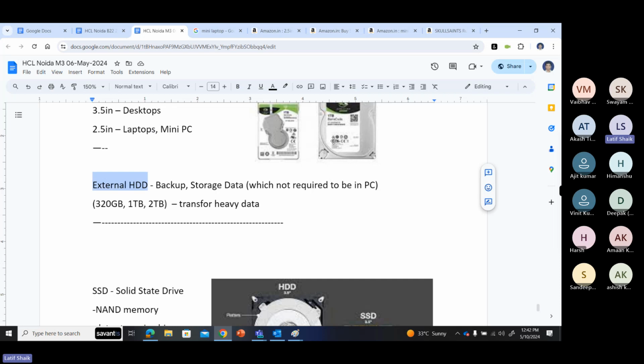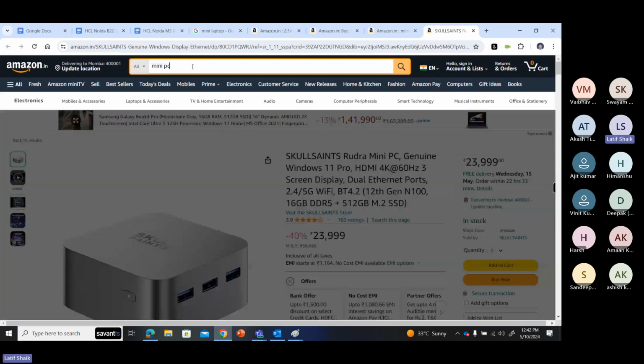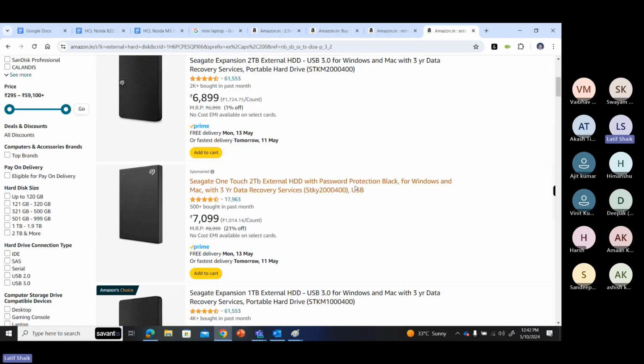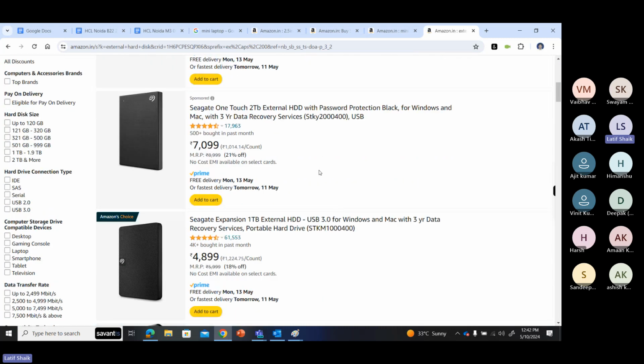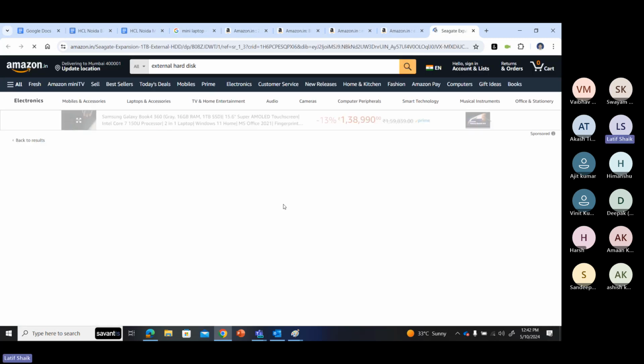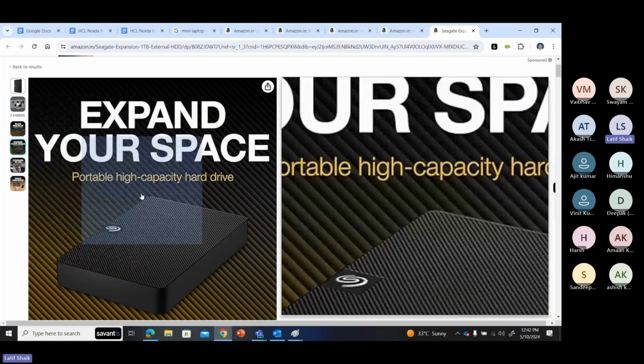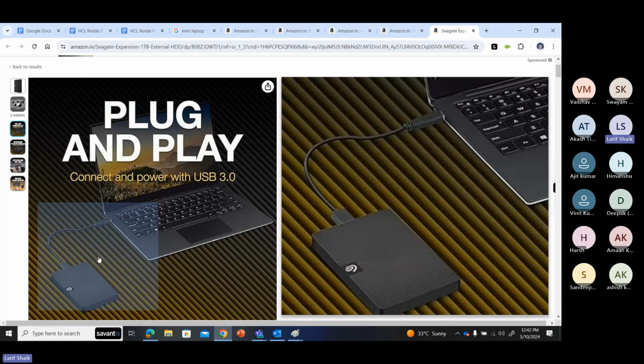What is an external hard disk? Okay, so these are the external hard disks. 1 terabyte, 2 terabyte external hard disks are also available. What is the purpose of these external hard disks? To store data externally. For example, I have a lot of data. I have downloaded a lot of operating system files, applications, and other documents. So the internal storage of this laptop has become full.